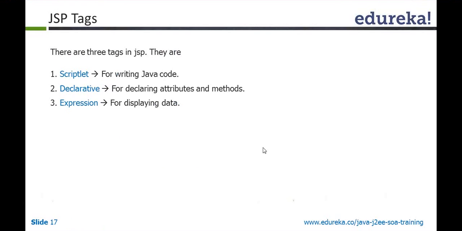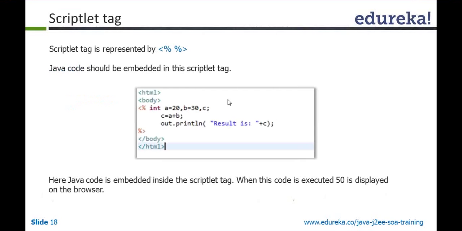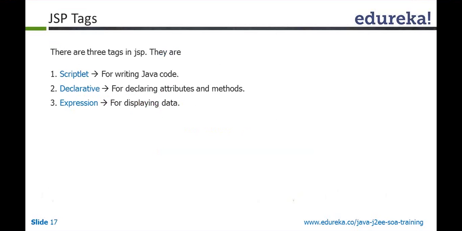Okay, so we have three kinds of tags in JSP: the scriptlet to write the Java code, the declaration to declare the attributes and methods, and the expression, which is like out.println, right? We have System.out.println in Java. In JSP we have out.println, the same thing as out.println in servlets, right? Let me show you the scriptlet code.